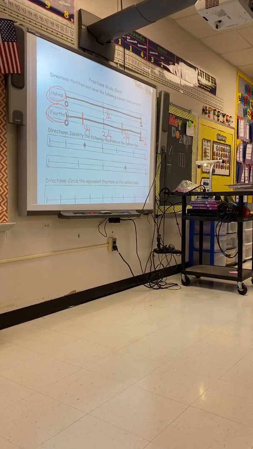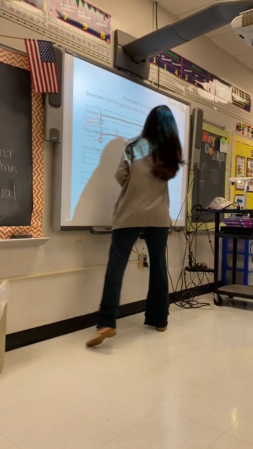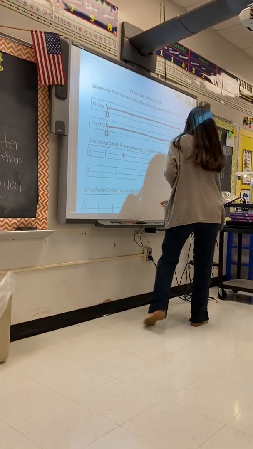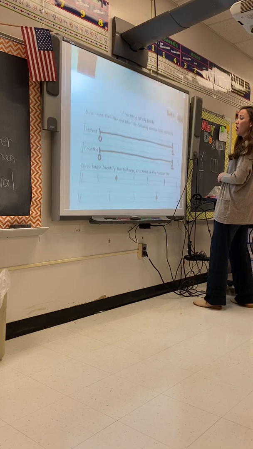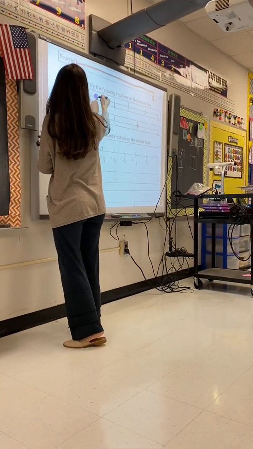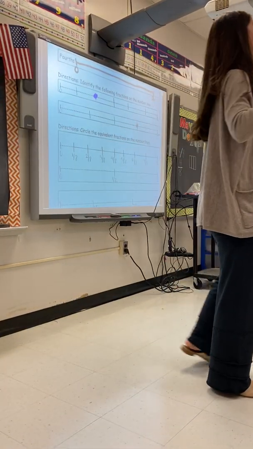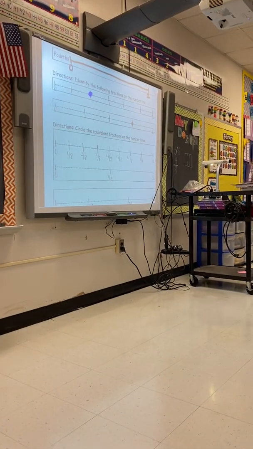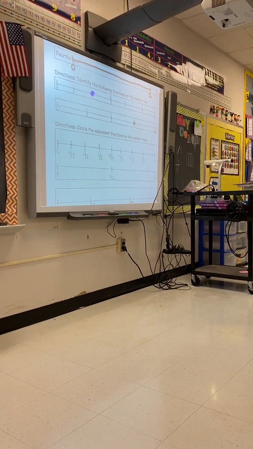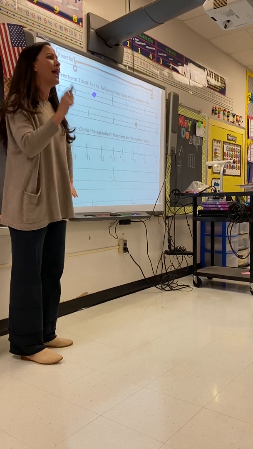All right, you ready? Look at the next part. It says identify the fraction that's on the number line. So I've got to figure out what this fraction is right here. How would I figure out the denominator? Is that the top number or the bottom number? Bottom number. How do I figure out the bottom number? What would I do, Ariana?